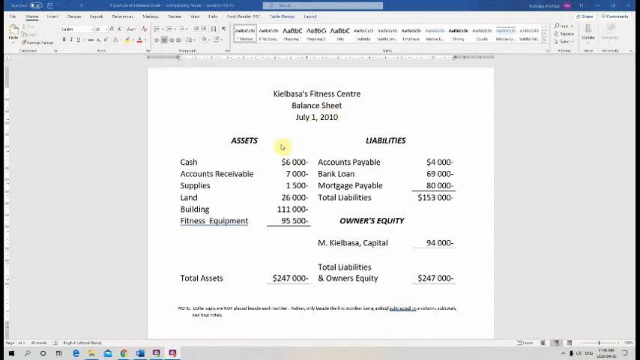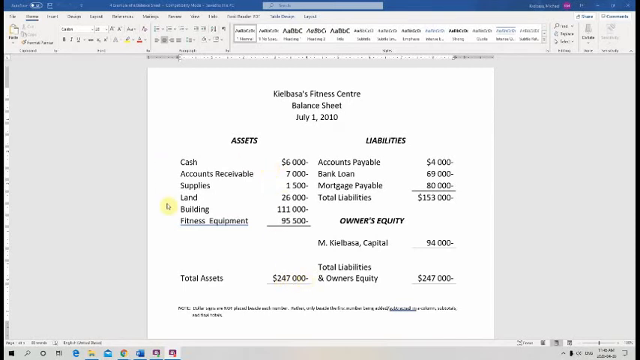Now, a balance sheet basically is a snapshot of what the company owns, what the company owes, and what the company is worth at a particular date. So you'll notice that for this one, it's the balance sheet for July 1st. So our assets are listed on the left-hand side of the balance sheet, and you'll notice that they total $247,000.